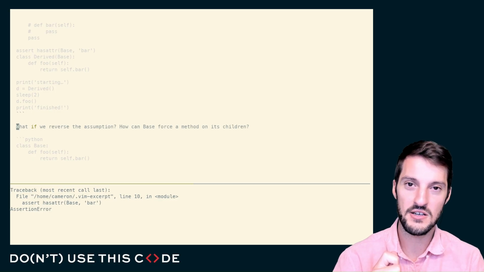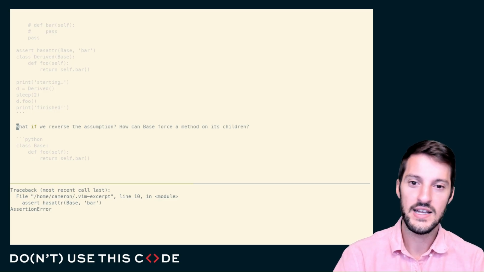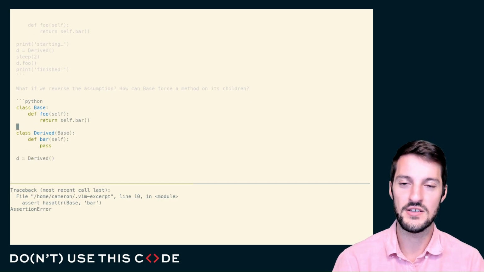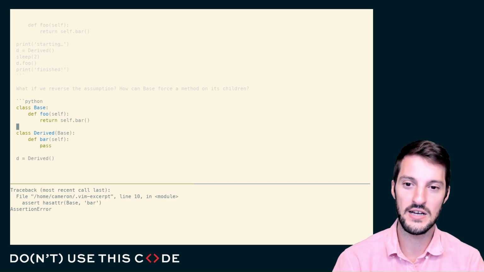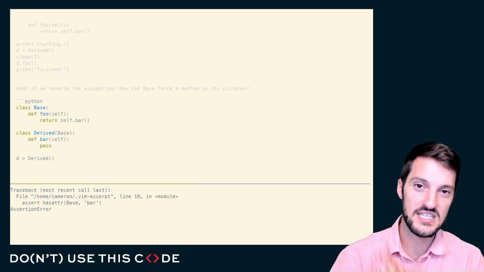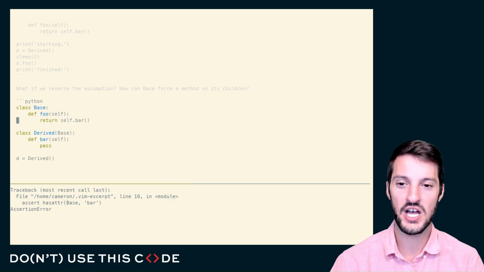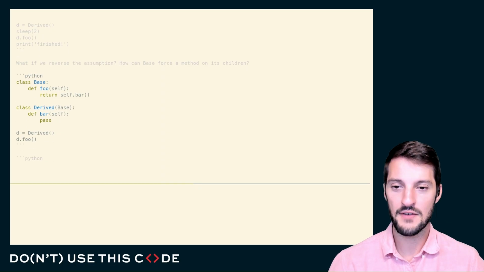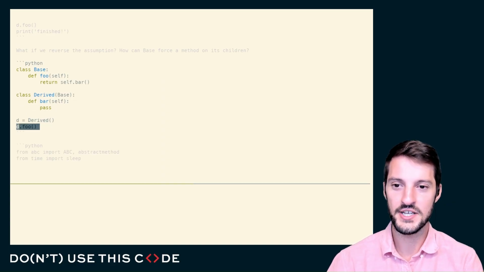But let's talk about the reverse assumption. Instead of base having a method that's going to be obviously inherited and then called from our derived, what if base calls a method that it's expecting to be defined on its child? And so how do we go about testing this? Well, we can have our same code, and this works just as well because d looks up foo, which is defined on base, then says, oh, well, give me the result of bar, which is defined on derived, and all is good with the world.